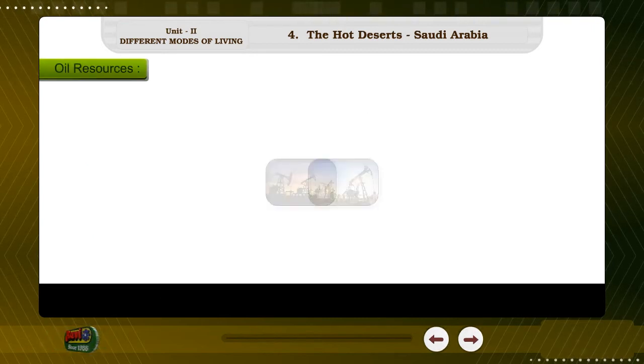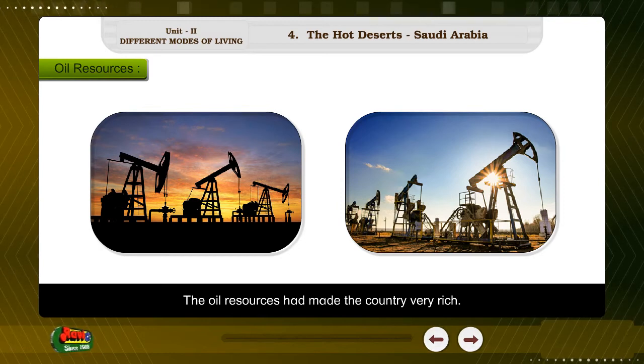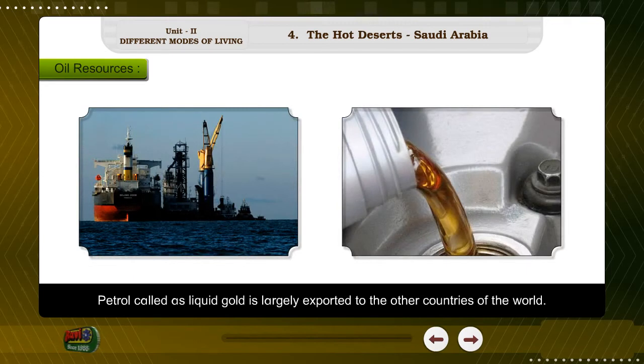Oil resources. Oil resources are found in abundance in Saudi Arabia. The oil resources have made the country very rich. Petrol, called liquid gold, is largely exported to the other countries of the world.